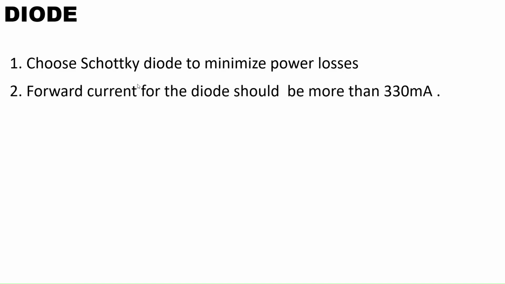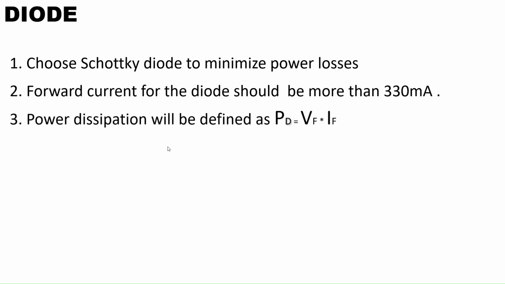forward current rating, which should be a minimum of the switching current. That means the forward current should be more than the maximum switching current of the diode, which we calculated in the previous video. Please refer to our description for the previous video. Here, the power dissipation of the diode can be defined as PD equals the forward voltage of the diode times the forward current of the diode.